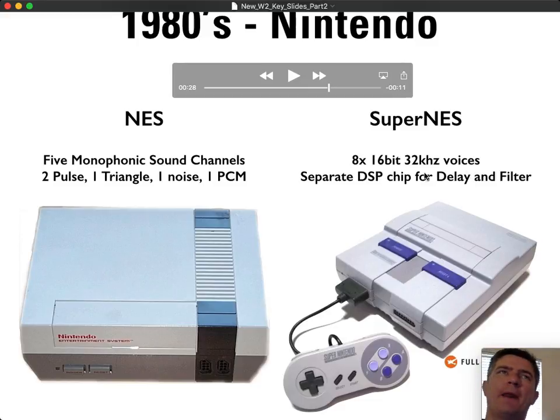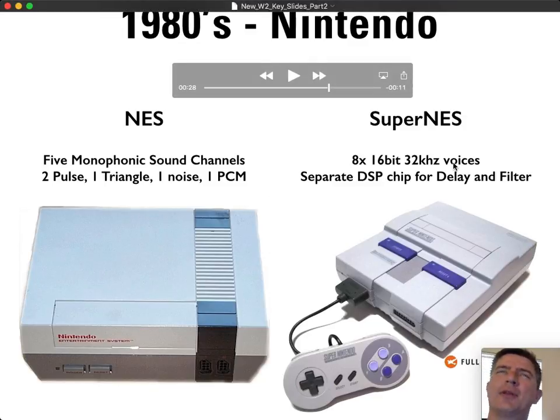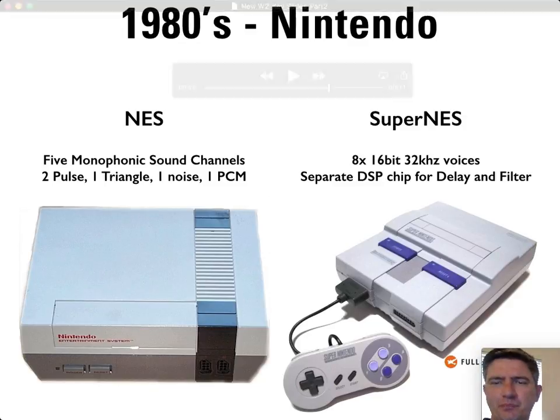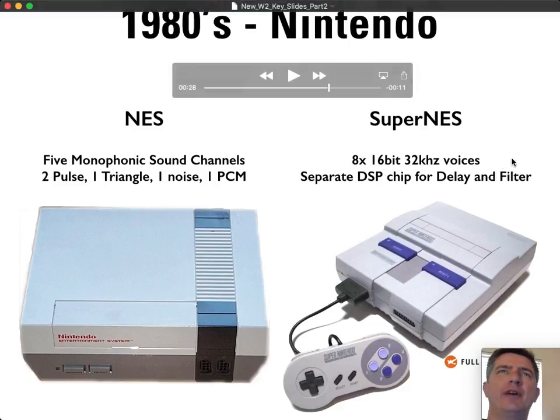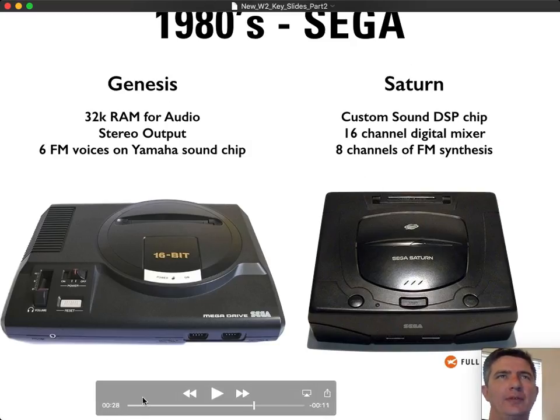recorded audio, but the original Nintendo cartridges were very small, only a couple of kilobytes. I think the larger cartridges by the Super Nintendo could be upwards of a megabyte, but still very, very small. And you really didn't have much room for recorded audio. But they did have a DSP chip for delay and filter, so you started getting some real-time effects in the game.